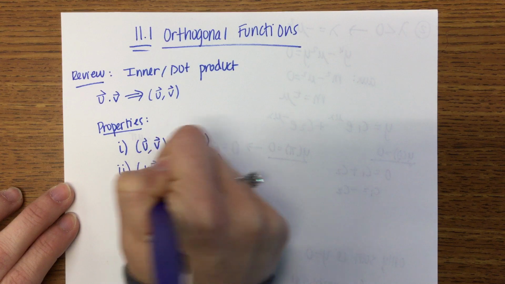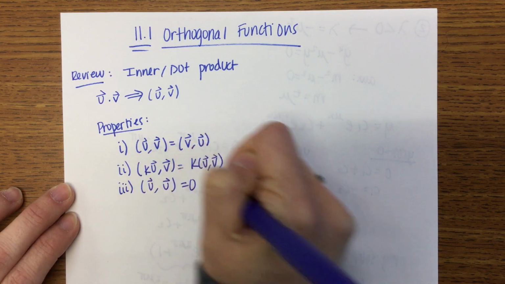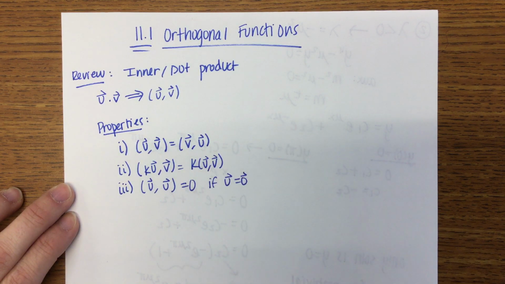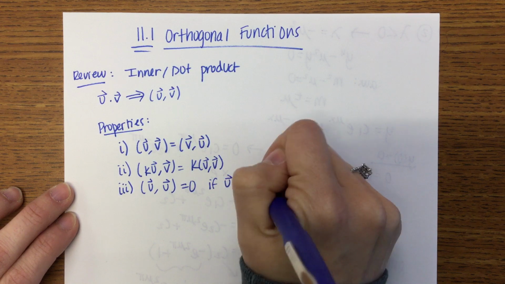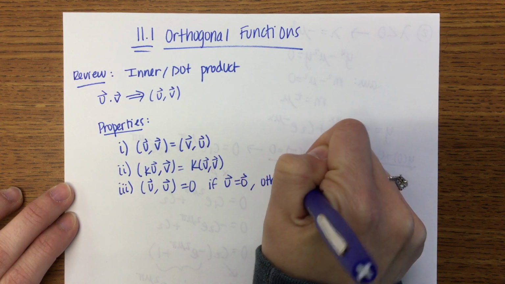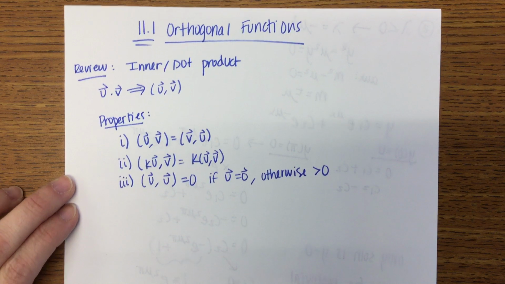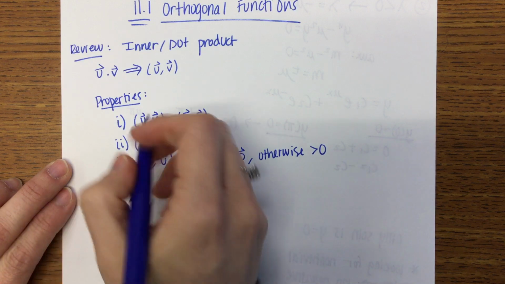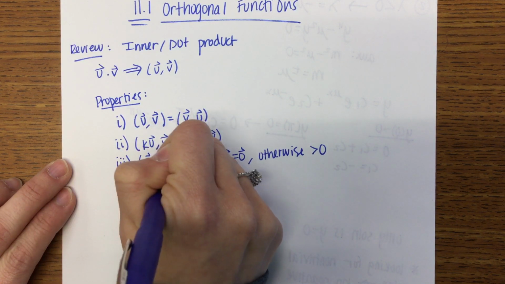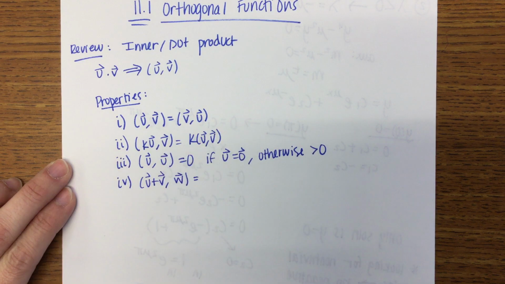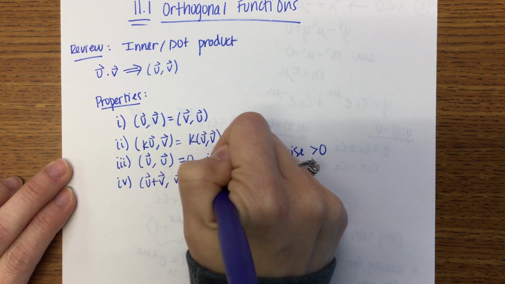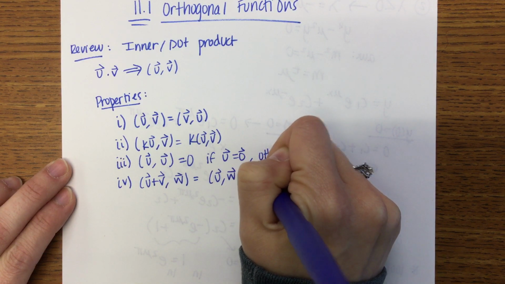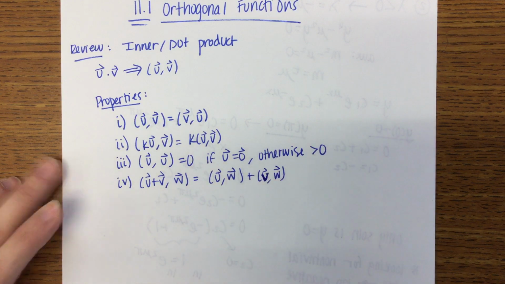Next property, if I take u and I dot it with u and I end up with 0, that only happens if u is in fact the 0 vector. Otherwise, u dotted with u is going to be greater than 0. Last property, if I take u and add it to v, and then dot that with vector w, that's the same as dotting u with w, dotting v with w, and then adding them together.